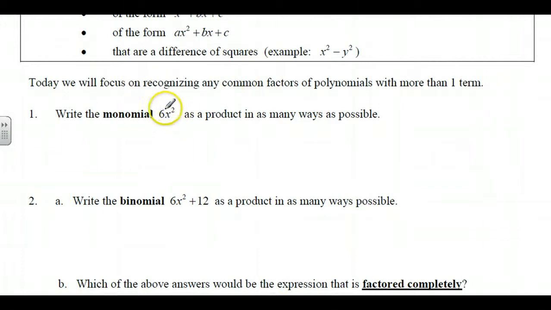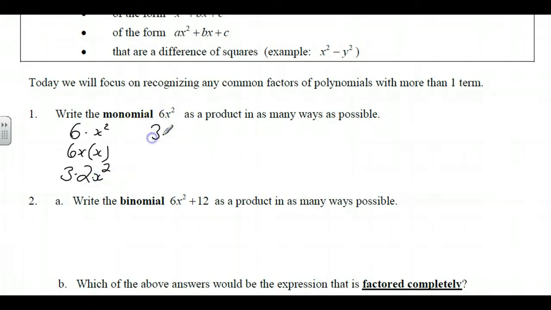So to start with, we can take 6x squared. That's just a monomial, and write it as many ways as possible. So I could go 6 times x squared. I could go 6x times x. I could go 3 times 2x squared, or times x squared.